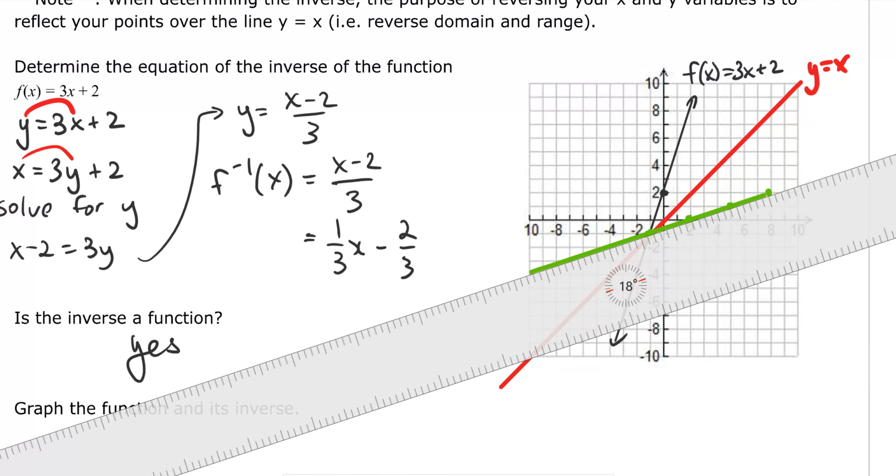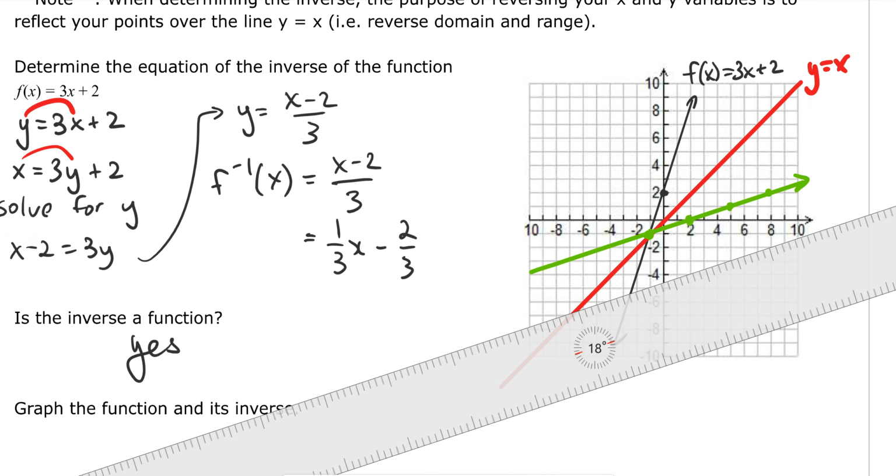Okay, so there's my line. And that negative 2 over 3 y-intercept is over here. It's pretty hard to pinpoint that, but by using the other points, such as this point that's along y equals x, that point is shared amongst both functions because it lies on the line y equals x. A reflected point along the line is still the same point on both graphs. And then from that point, you can use your rise over run to determine other points and then help you sketch the rest of that line.